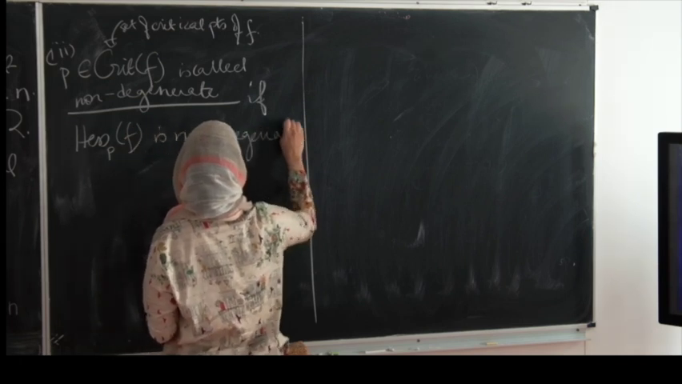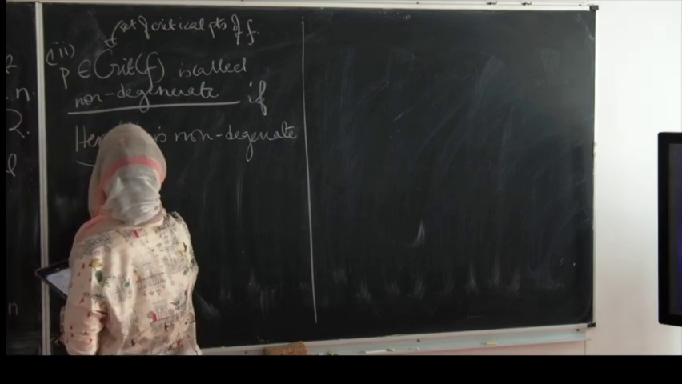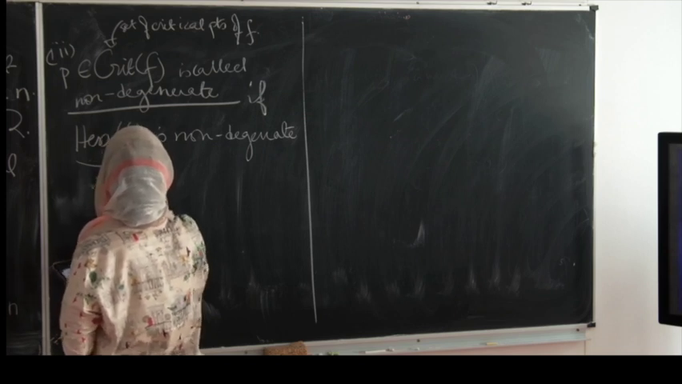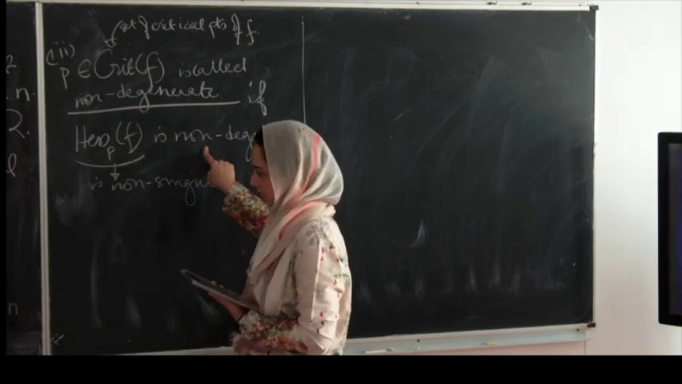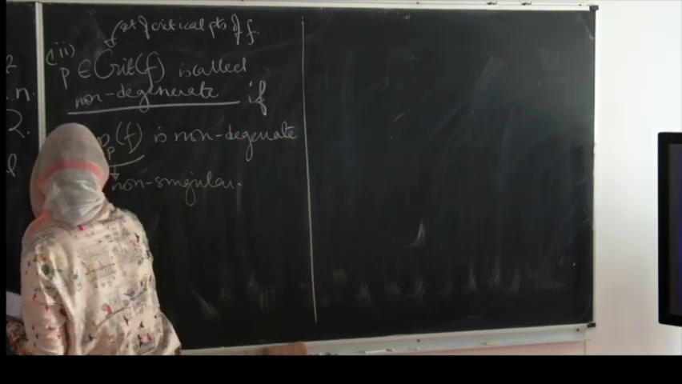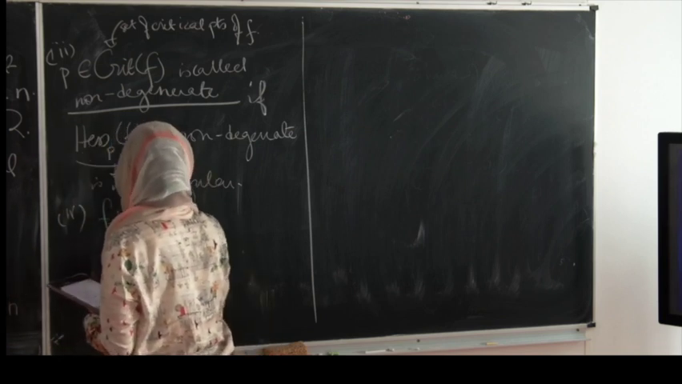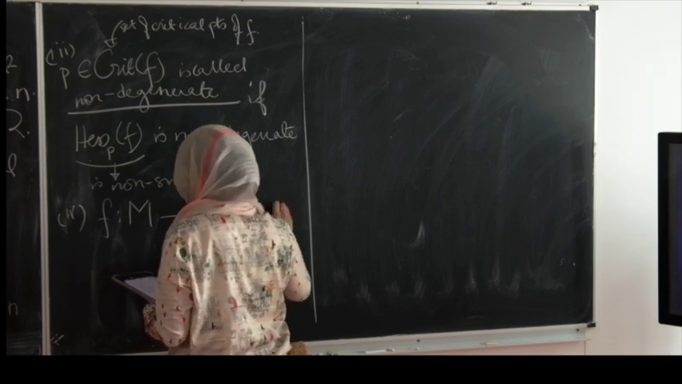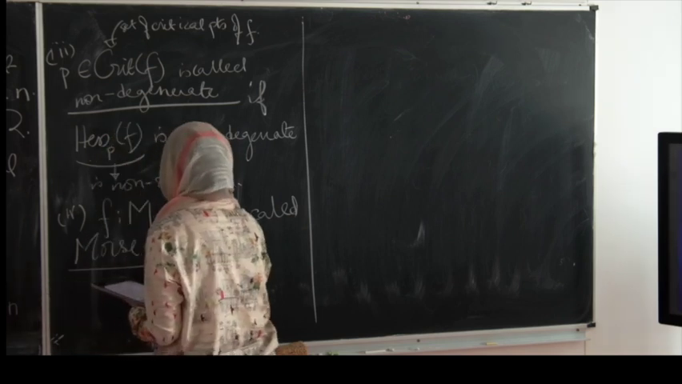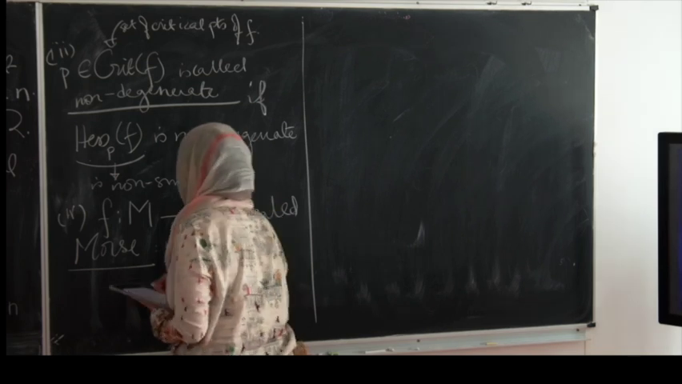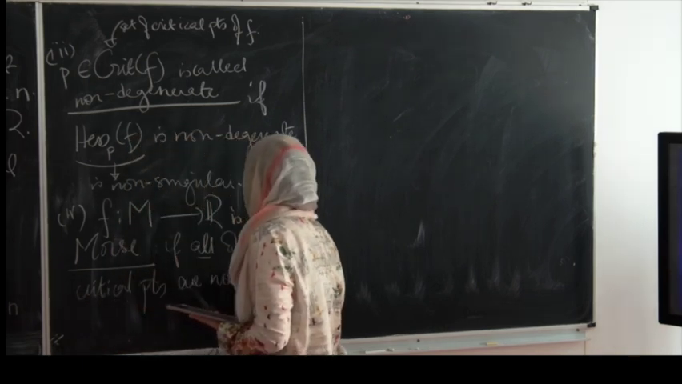And what does that mean? That just means that it's a matrix, right? So this thing here is non-singular as a matrix. Okay, that's what it means for this to be non-degenerate. And then let's say number 4. A function f on M is called Morse. So now you know what a Morse function is, if all of its critical points are non-degenerate.